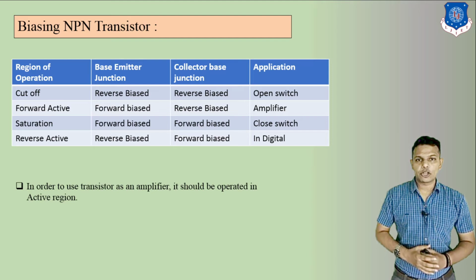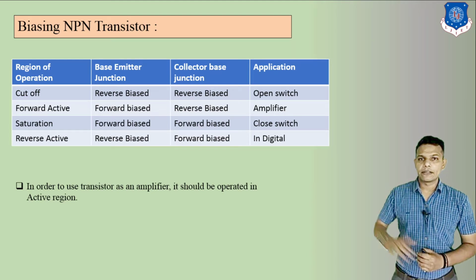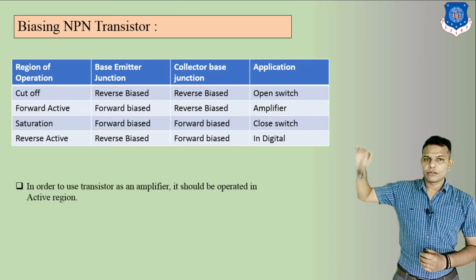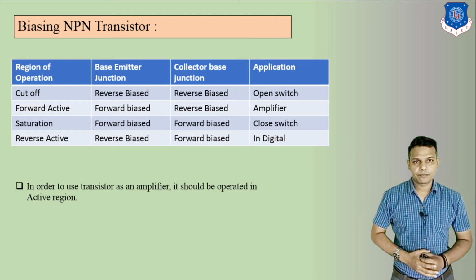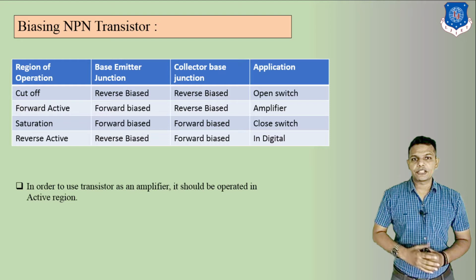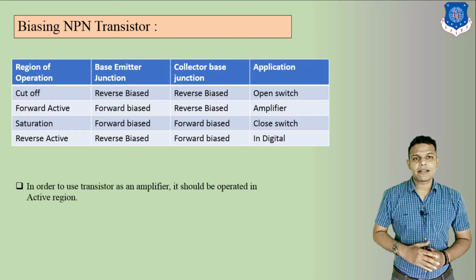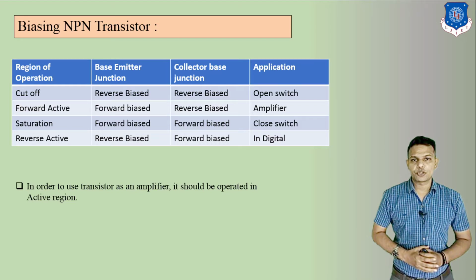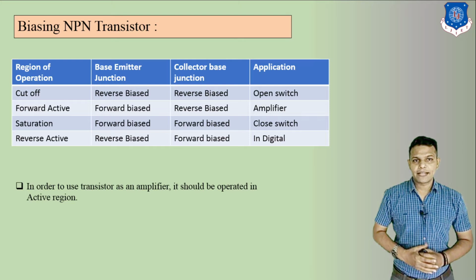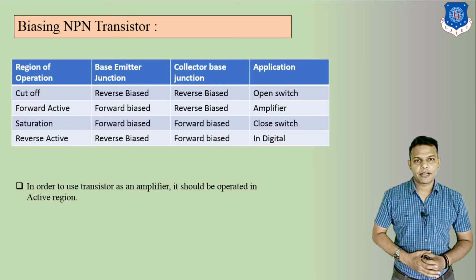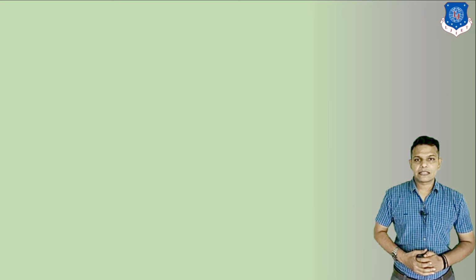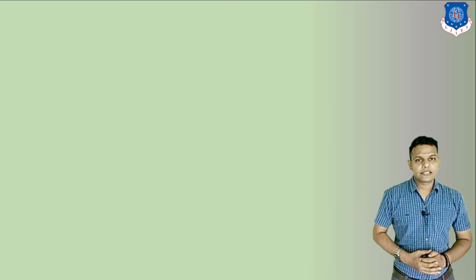In this particular topic we are going to discuss only one region of operation, which is the forward active region, or we can say the active region, in which the base-emitter junction should be in forward bias and the collector-base junction should be in reverse bias. That means its application is as an amplifier. So let us discuss its circuit diagram.